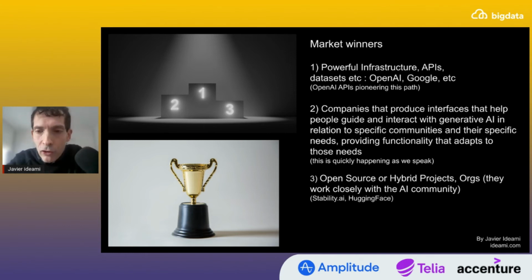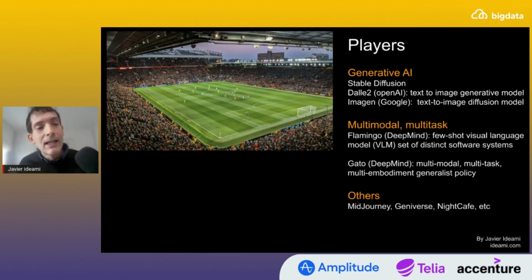And finally, open source or hybrid projects, organizations that work very closely with the AI community, like Stability.ai or Hugging Face. These organizations typically have some proprietary side and some open source side, but what they are doing very, very well is that they are working very closely with the community. Why is this so important? Because generative AI is moving so fast that even during this talk, probably people are launching dozens of new applications and platforms. That's how crazy it is. It's moving so fast that a single company or group cannot keep track of everything. So working very closely with the AI community is absolutely crucial.